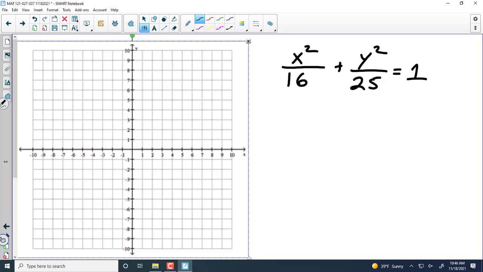So you take the square root of the number under x squared. That will tell you how far to move left and right to get 2 of your points. And then you take the square root of the number under y squared, and that will tell you how far to move up and down to get 2 more points. I'm not saying everyone's an expert yet. We're still practicing this. We're still learning this, but this is what we did last time. So we can do this.